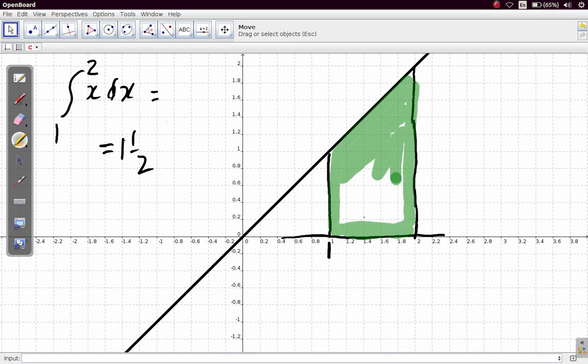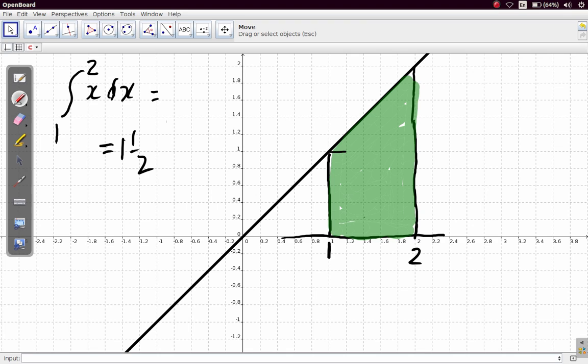Let me shade it. So this shaded area is what we're really calculating. Now, remember this was 2. Now suppose we use another method to calculate the area. Would we still get back 1.5?